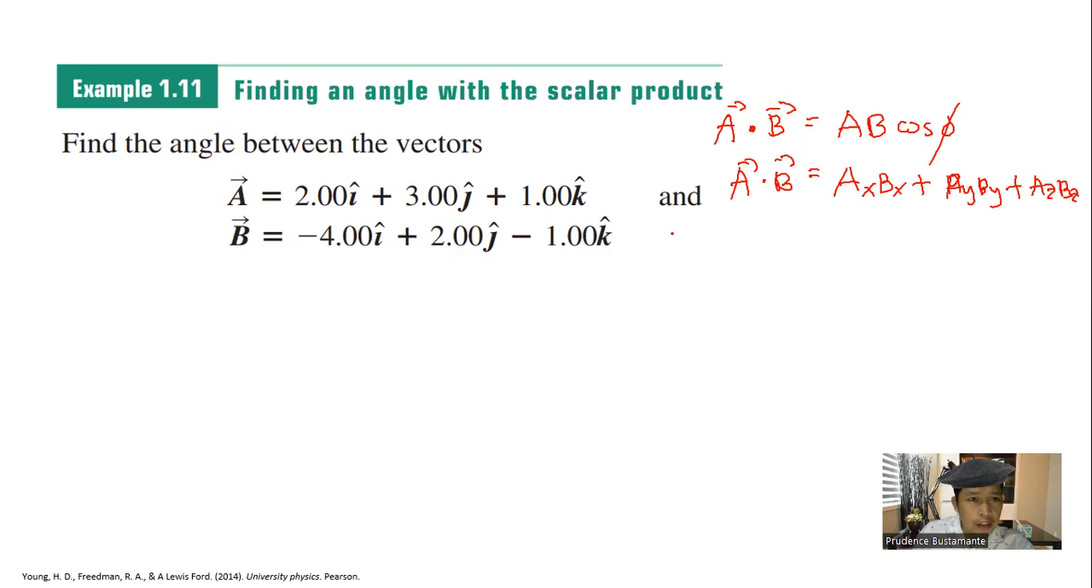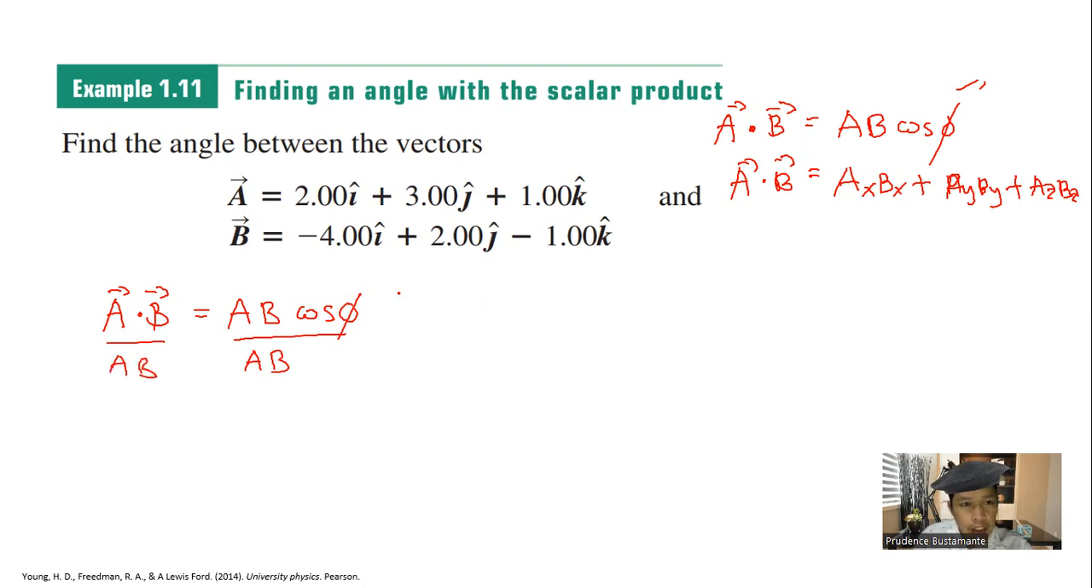Here, we are asked to find the angle between the two vectors. Given the two vectors in unit vector form, you need to find the angle. So the target variable here is phi. How to answer this one? From the formula, A dot B is equal to the magnitude of A times the magnitude of B cosine of phi. Since our target variable is phi, we can divide both sides by the magnitude AB.